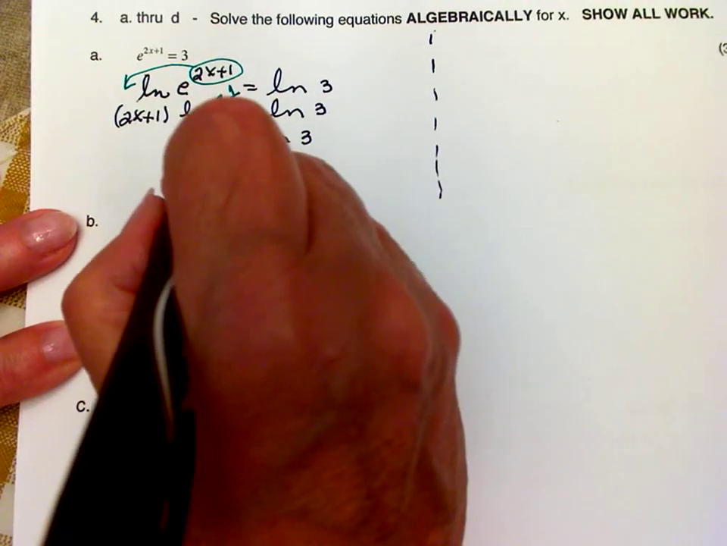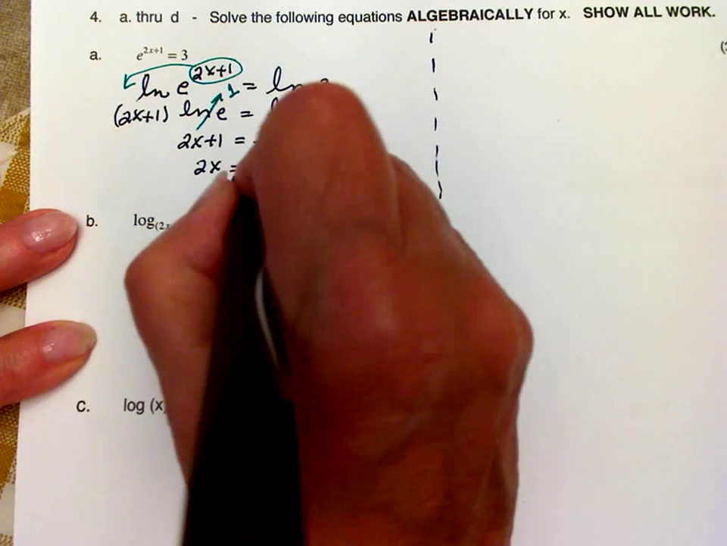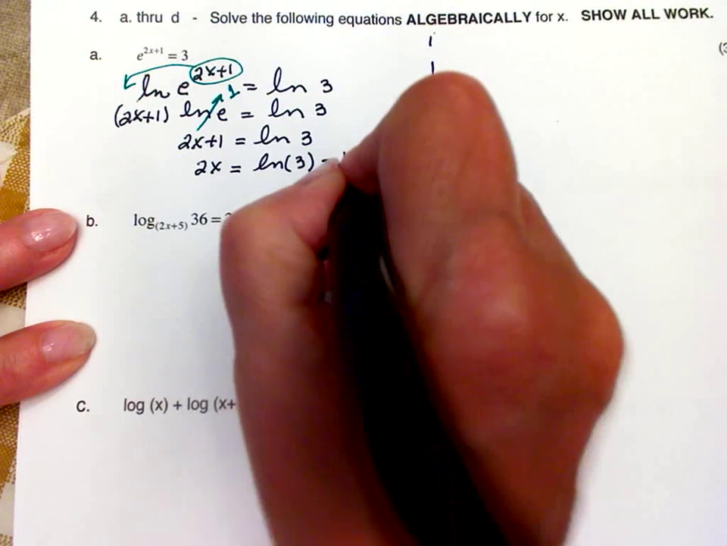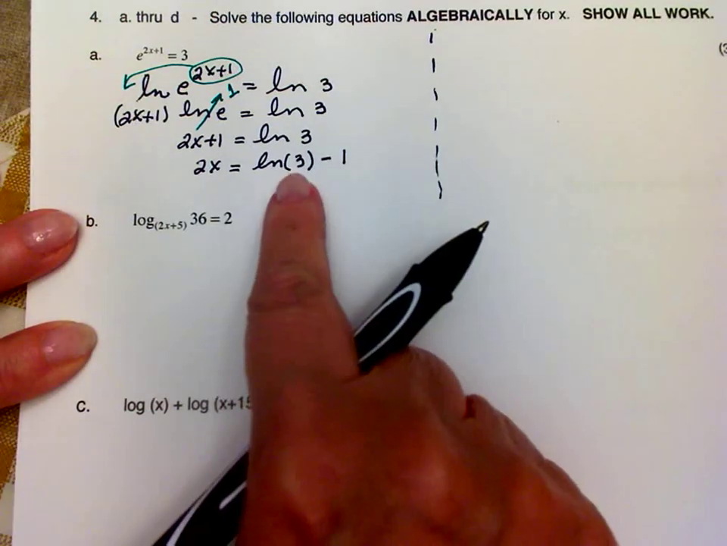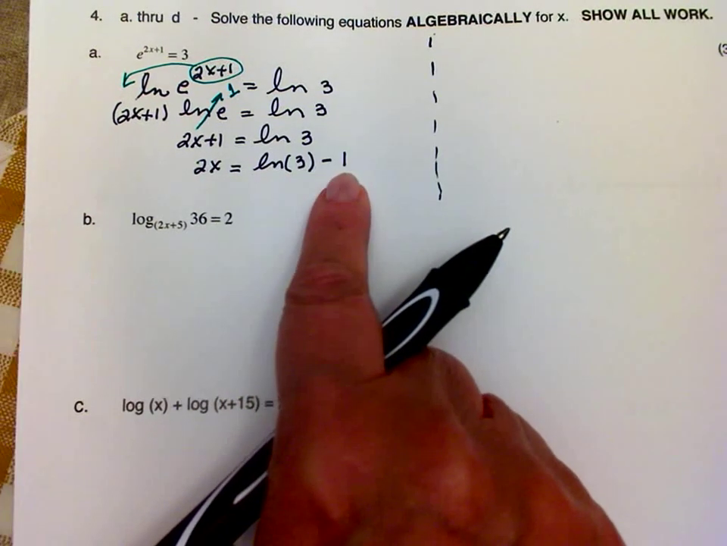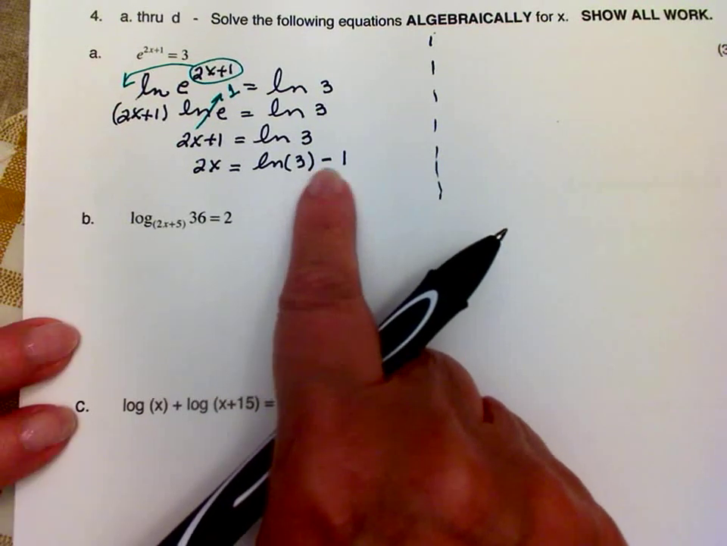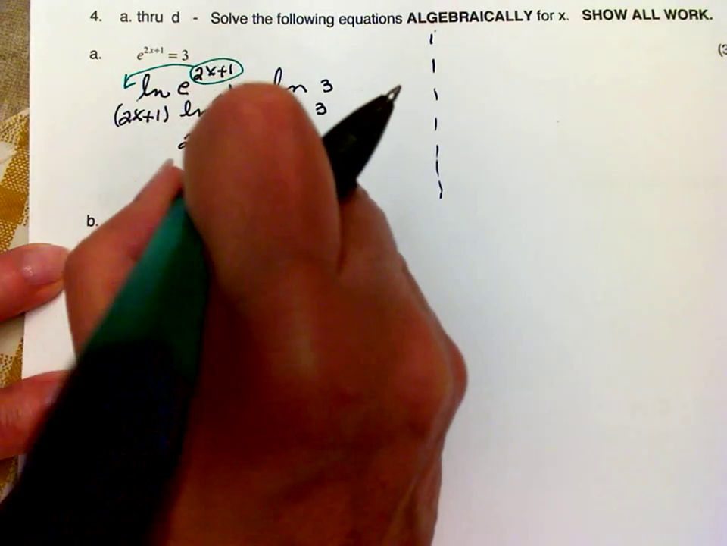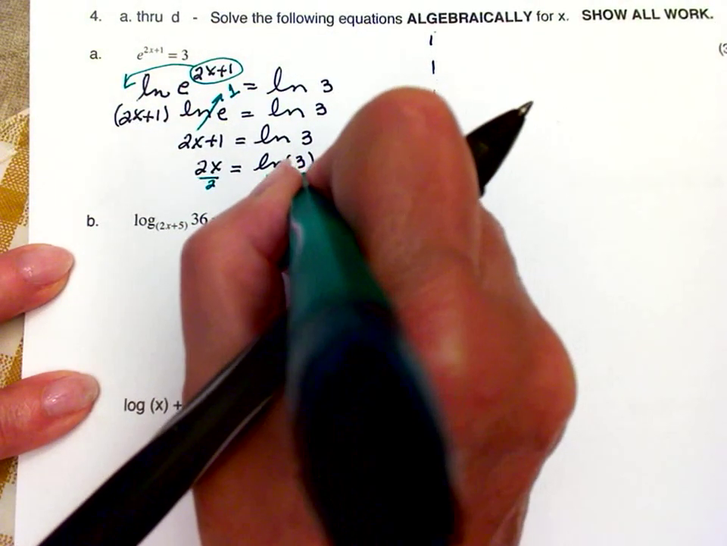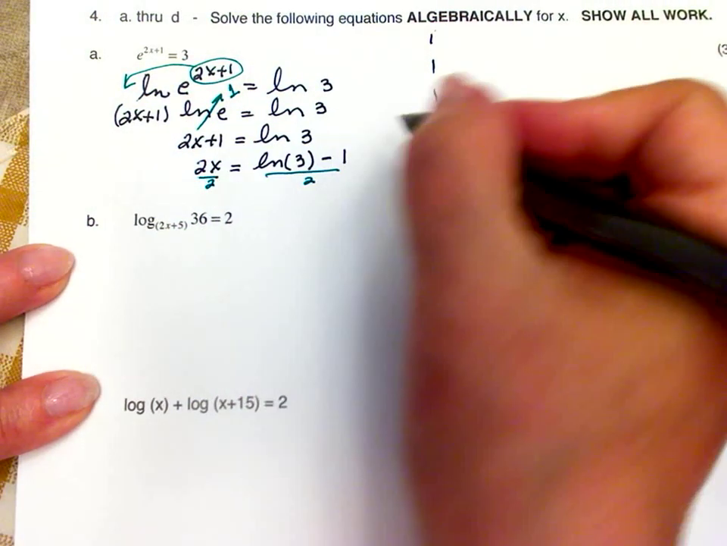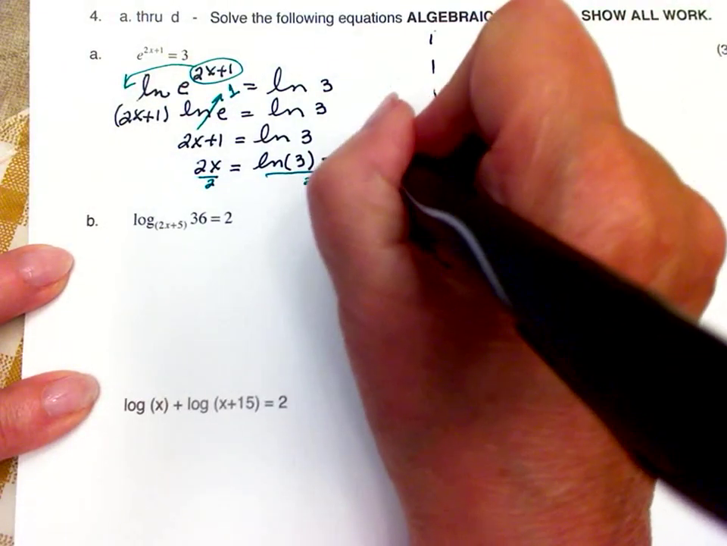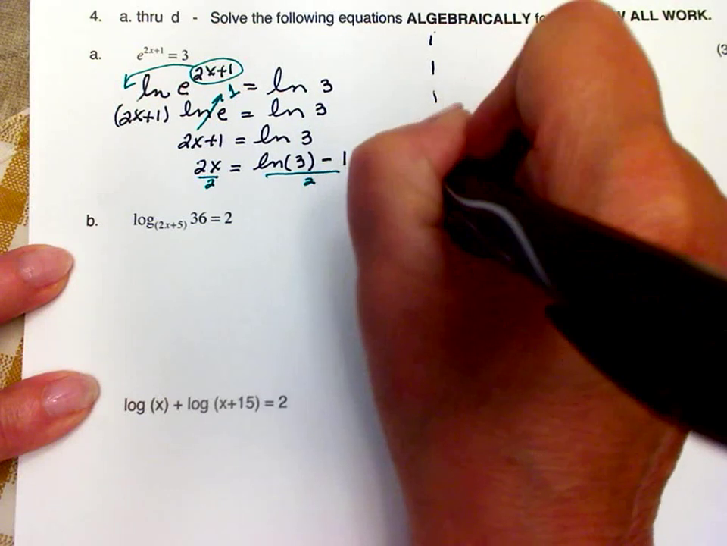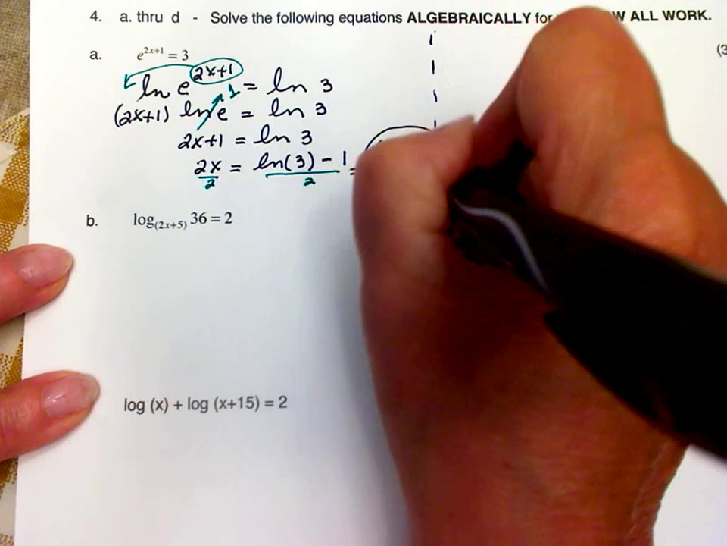Subtract 1 from both sides. 2x is natural log of 3. Now I'm going to put parentheses in so I can subtract that 1. Now these two don't get combined together because this is inside the logarithm, that's outside the logarithm. Now divide both sides by 2. So you're going to get your final answer of the natural log of 3 minus 1, divided by 2, and that is an exact answer.